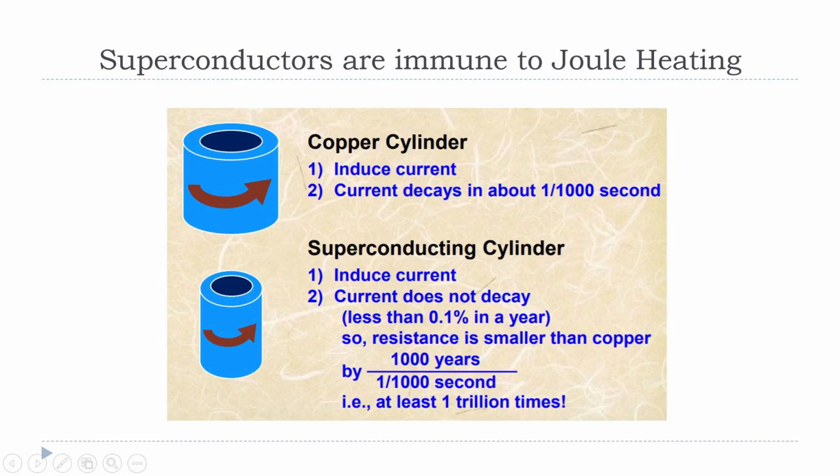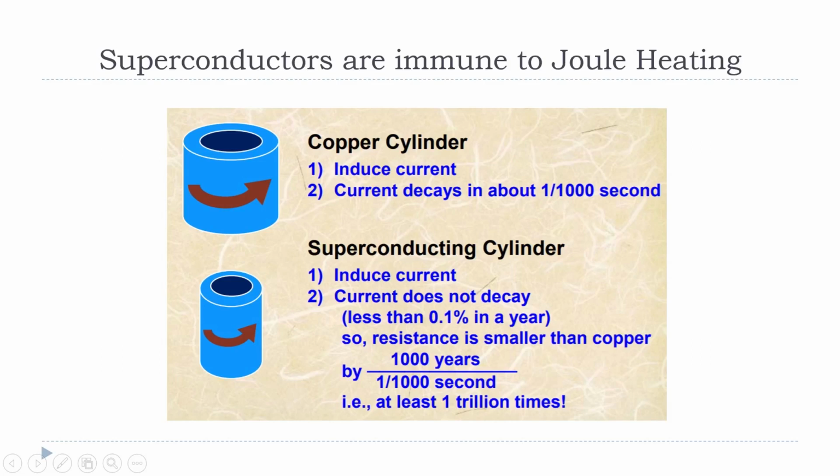So, in the case of a conductor, a metal conductor, a copper cylinder, we can understand that you can induce current in it. You can flow a current in it. But that current will decay in about 1/1000th of a second, right? This is because Joule heating is taking place, and due to that heat loss, the current passing through it decays. Whereas in a superconducting cylinder, if we produce current in it, since it does not have Joule heating, the current does not decay.